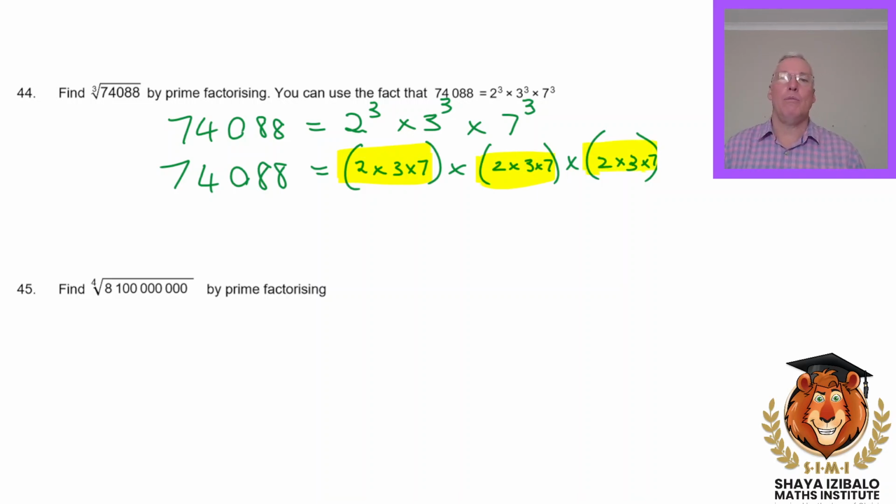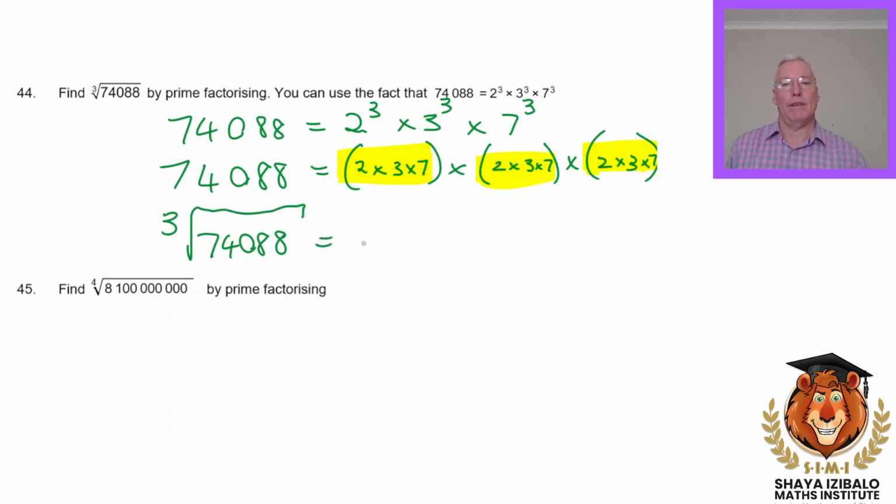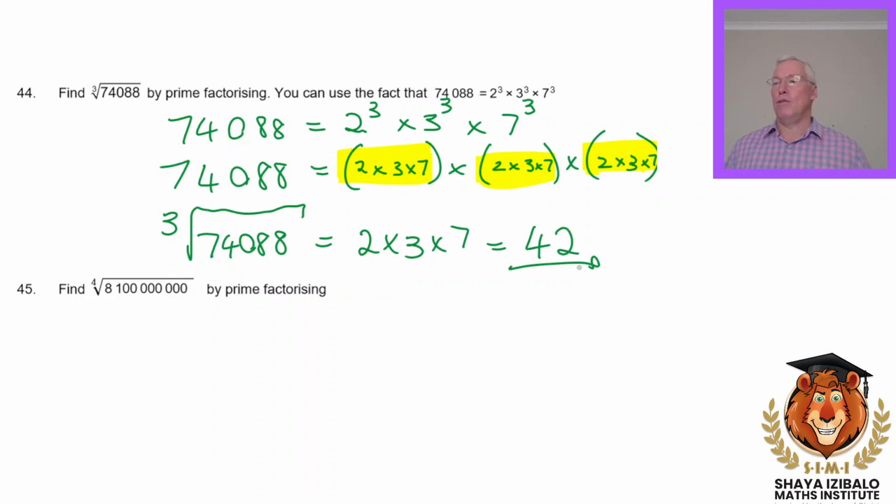Right, so the cube root of 74,088 is just going to be one of these numbers. It's going to be 2 times 3 times 7. Right, and 2 times 3 times 7 is 42. We can do it in a number of ways. 6 times 7 is 42. 7 times 3 is 21, doubled is 42. Or 14 times 3 is 42. However we choose to do it, we get the answer of 42. Notice we've used the prime factorization that was given to us.